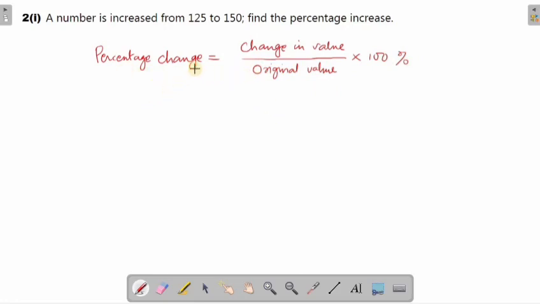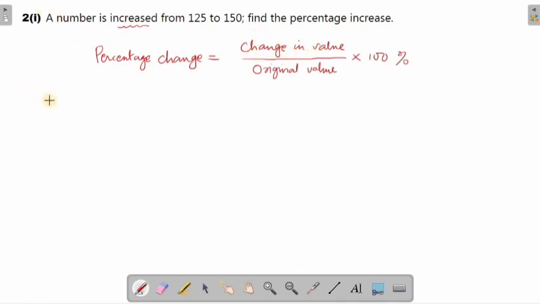Okay, so this change can be either increased or it can be decreased, and in this case our change is increased. Okay, so question is asking you to find percentage increase. That is, percentage increase will be increase in value. Okay, so first let's find increase in value, because change here is increase, so that's why it becomes increase in value.